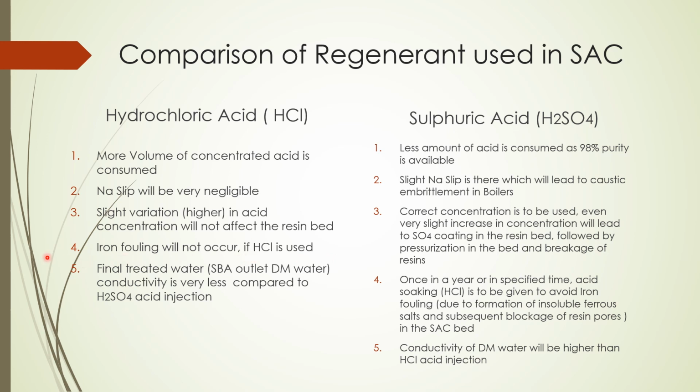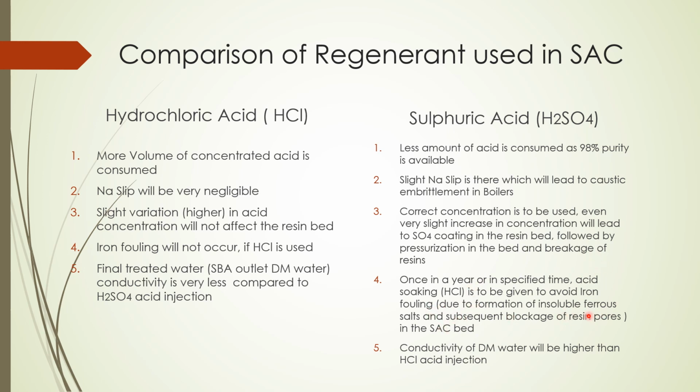If there is any iron present in the inlet water, then that will form fouling. If HCl is used as a regenerant, that fouling will not be there in the SAC unit. If H2SO4 is used, then we cannot avoid the iron fouling. Once in a year or at a specified time, acid soaking with HCl is required. HCl acid soaking is given to avoid iron fouling if H2SO4 is used as regenerant.